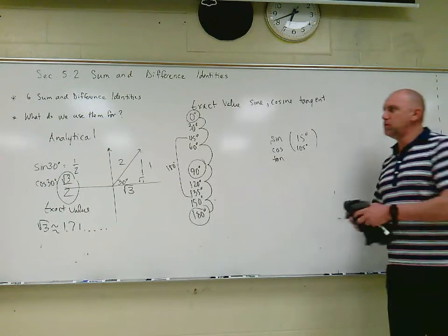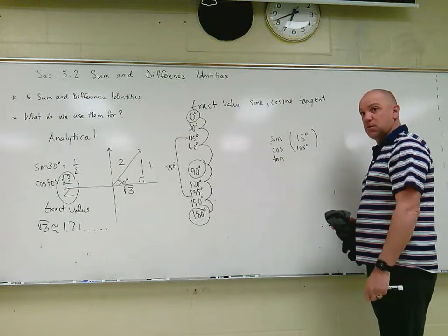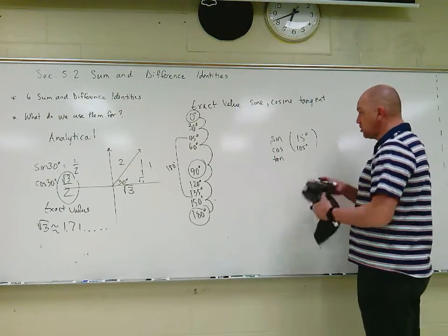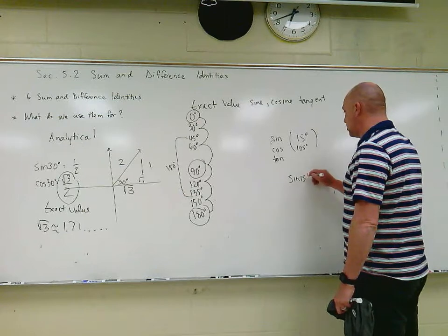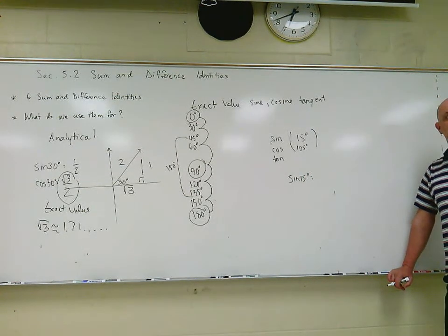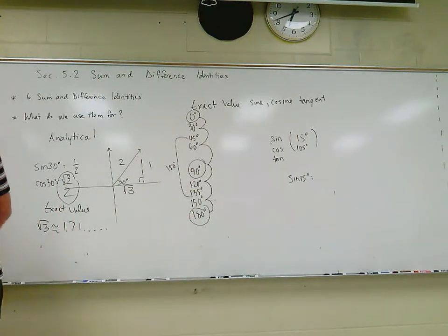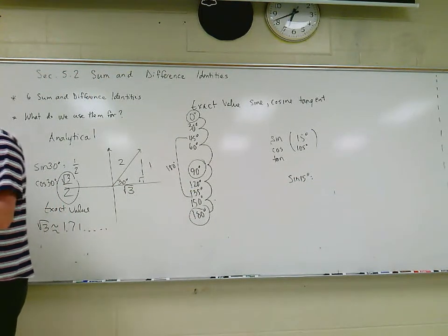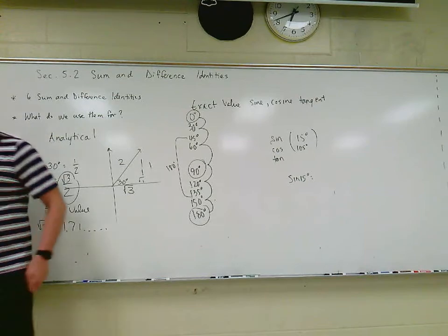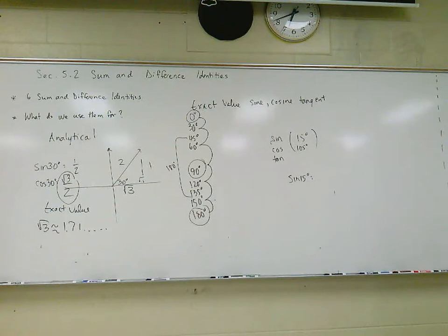So what do we need sum and difference identities for? Well, we can do it on the calculator. But what's the problem with doing this? What's the problem with doing sine of 15 degrees on the calculator? Go ahead, type it in. Make sure you're in degree mode, and you can tell me what the problem is. You'll want your calculator just as a reference tool. We're going to do everything analytically.